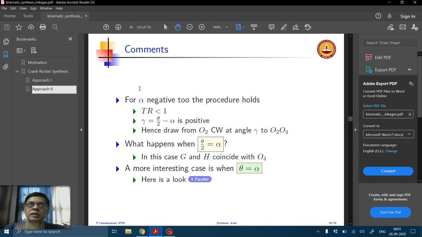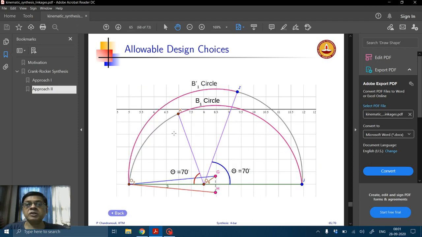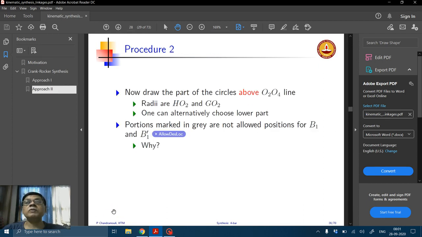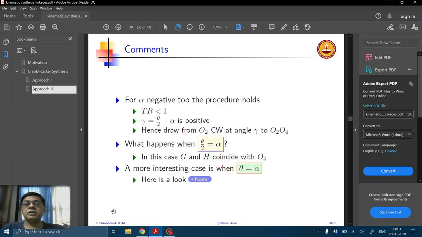Theta by 2 equals alpha is a situation where gamma, which is theta by 2 minus alpha, becomes 0. So this is a case where G and H coincide with O4, and therefore the two circles that we showed. Let me backtrack a little bit. You remember we had these two circles. One was a B1 dash circle, which is the top one, and then we have a B1 circle, and that is because G and H were separated out. Now in this special case, we have both of these coinciding. Therefore, we have G and H coinciding with O4. The two circles collapse into a single circle. So when theta by 2 equals alpha, you don't have two circles to choose from, you have one circle.